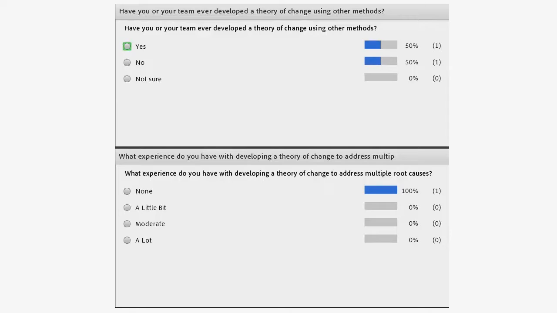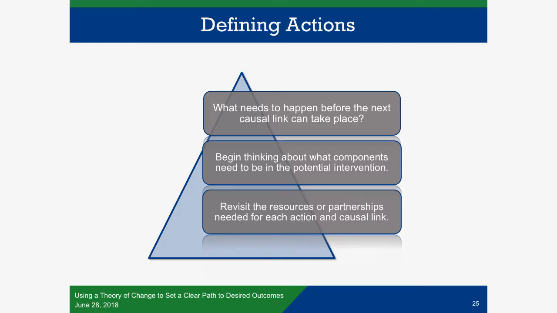Thanks, Tori. All right, so defining actions is an important next step in developing a theory of change, and it will set you up to identify your intervention. So what do we mean by defining actions? Actions are what needs to happen before each causal link can take place. They're what you're going to do to make that mini outcome a reality.